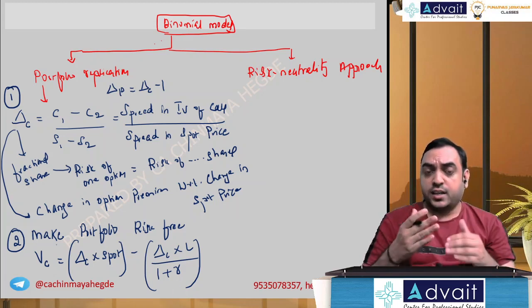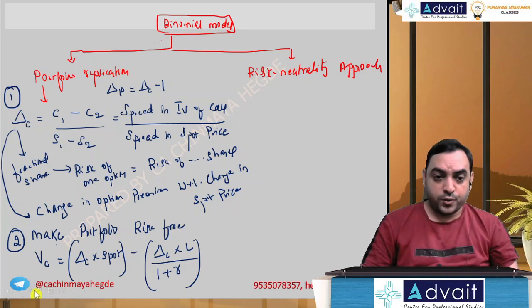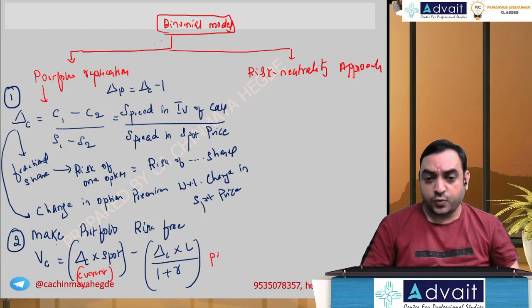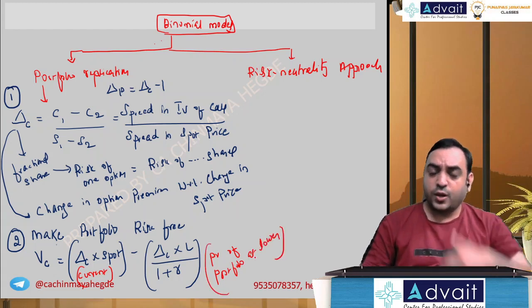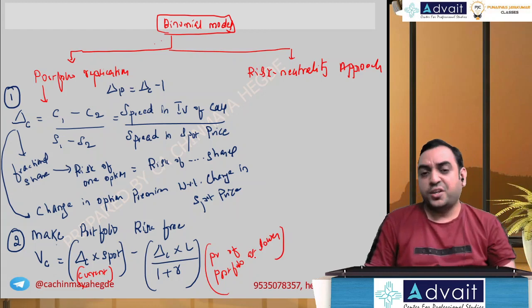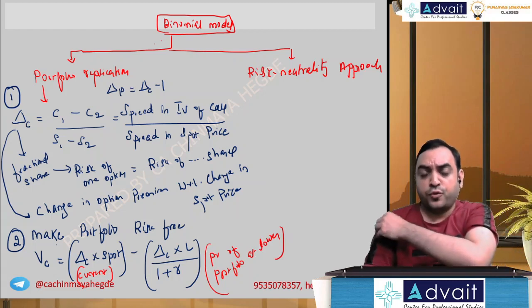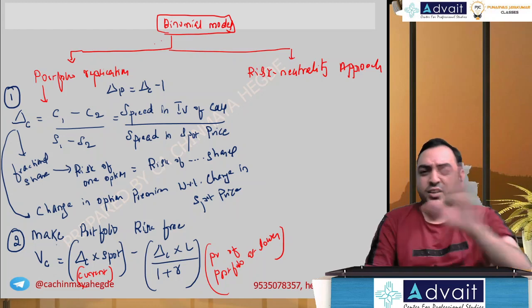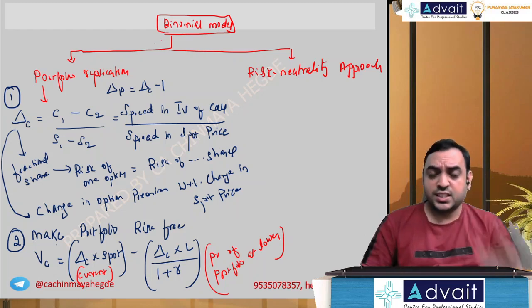So delta C into spot means the current portfolio. And this is the present value of the risk-free portfolio, the present value of the portfolio at the lower price. You can also do it at the higher price, but this is straightforward. For the derivation, don't worry. These are the steps under the portfolio replication approach.